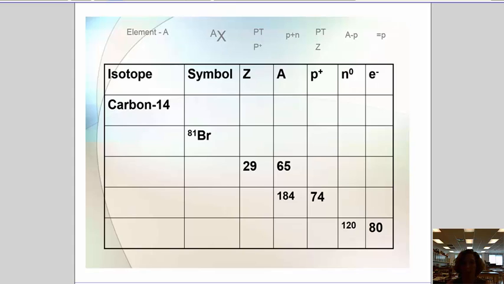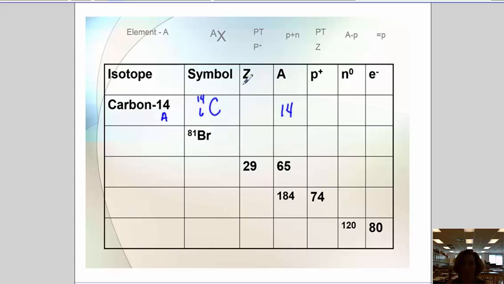So here's the way this works. We start with carbon-14. Remember that this 14 is A. That's your mass number. So the symbol for carbon is C, and we're going to put that mass number in front as a 14. Now notice that I'm leaving Z off. Of course, if you wanted to put the 6 in here, you certainly could.